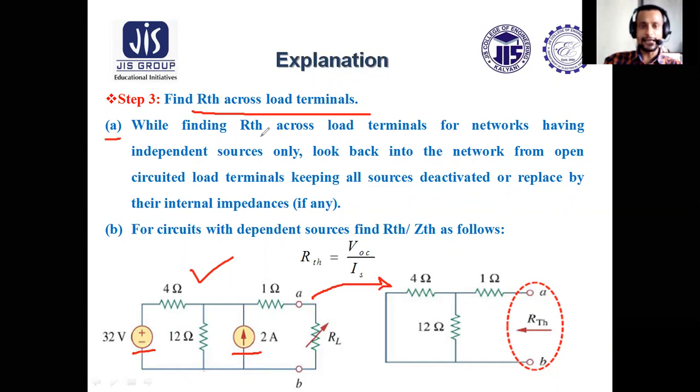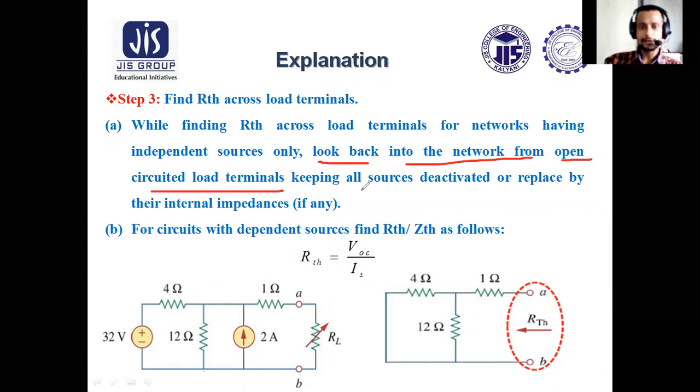RTH is to be found across these two load terminals, for networks having independent sources only. So this network is having only independent sources, and while finding RTH, we'll follow step A. What shall we do? We'll look back into the network from the open circuited load terminals, keeping all sources deactivated or replaced by their internal impedances. So what shall we do here? We'll keep the load terminals open circuited.